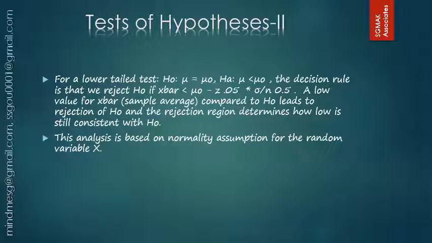For a lower tail test, we set up null as mu equals mu naught and alternate mu less than mu naught. The decision rule is we reject the null hypothesis if X bar is less than mu naught minus z 0.05 sigma over square root of n. A low value for X bar, the sample average, compared to the expected behavior if the null is true, leads to rejection of the null hypothesis. And the rejection region determines how low is still consistent with the null hypothesis. This analysis is based on normality assumption for the random variable.